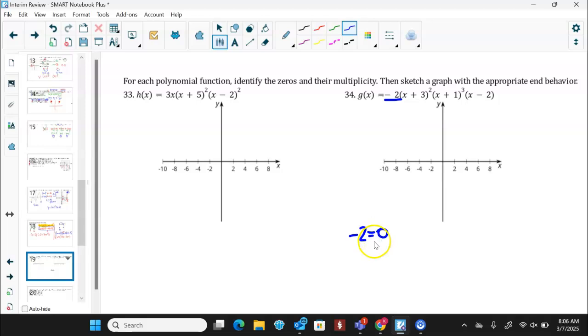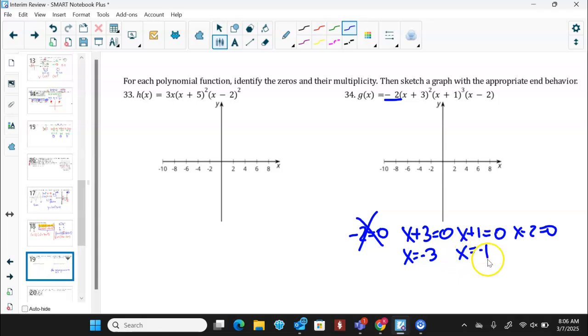All right, and for the next one, I have a -2 in the front. -2, it's not going to do anything because it doesn't have an x, and -2 does not equal 0. That's not a true statement. Then I have x plus 3 equals 0, x plus 1 equals 0, and x minus 2 equals 0. So x will equal -3, x will equal -1, and x will equal +2.